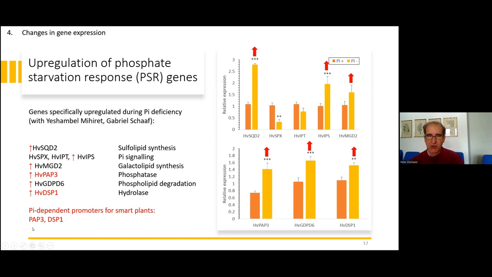Anyway, she picked two of those, PAP3 and DSP1, which are induced under phosphate deprivation. And this is not shown here, which are not so much induced under any other conditions, because what we need are promoters of genes which are specifically induced under phosphate deprivation and don't change so much under all other conditions.